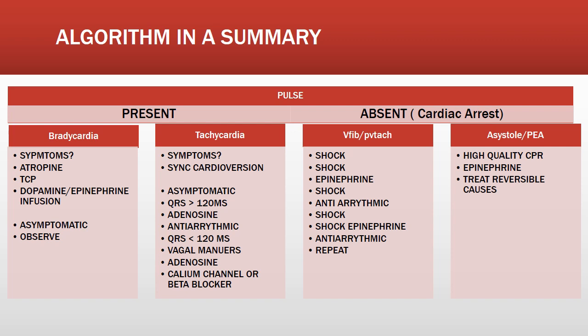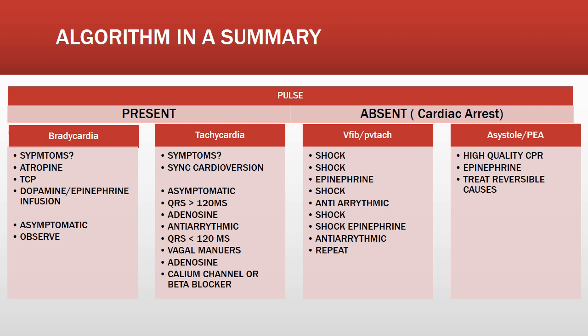So first of all, we have to see the pulse. In any patient arriving to you or any victim, you need to see the pulse. If the pulse is present, then the scenario will be different, and if the pulse is absent, which is known as cardiac arrest, then you have to perform differently. So if the pulse is present, the rhythm can be either bradycardia or tachycardia. Bradycardia means slow heart rate and tachycardia is increased heart rate.